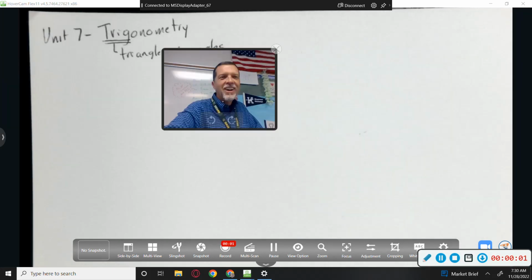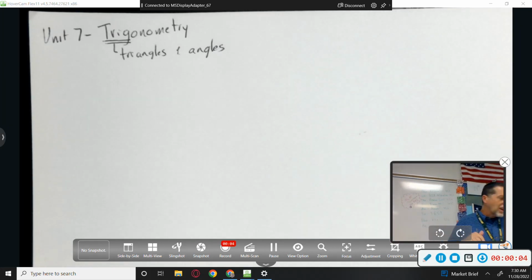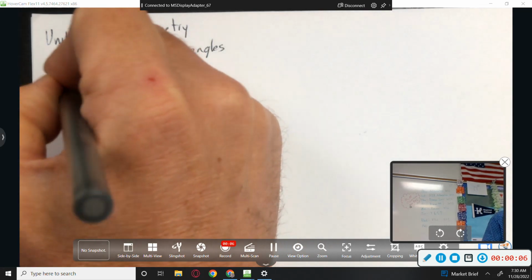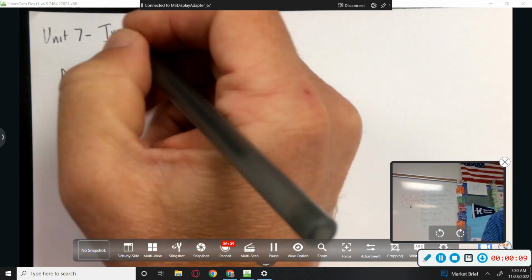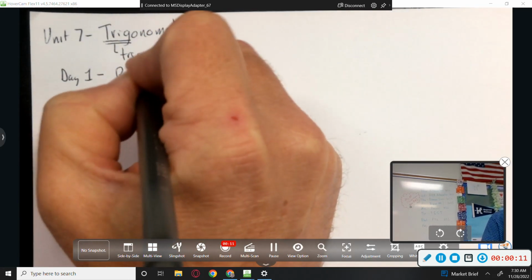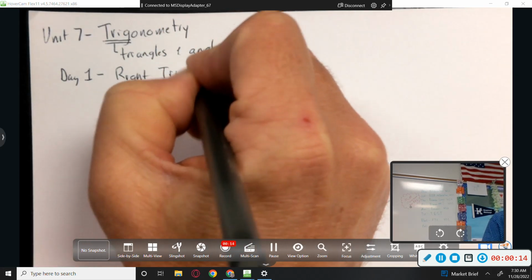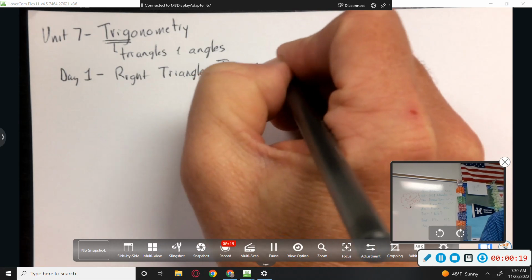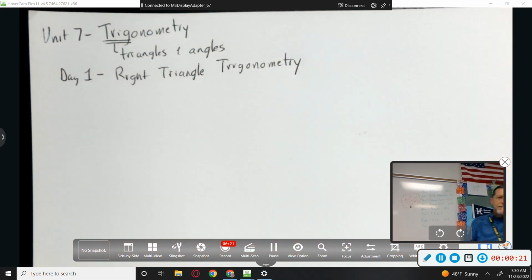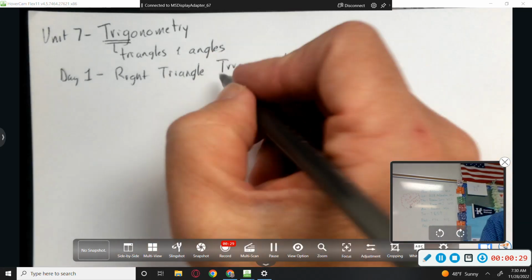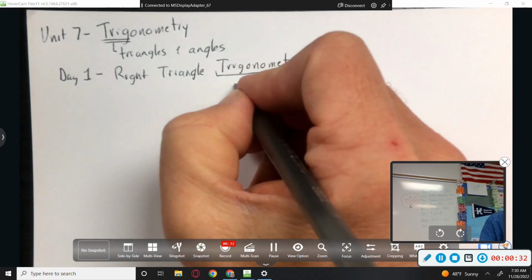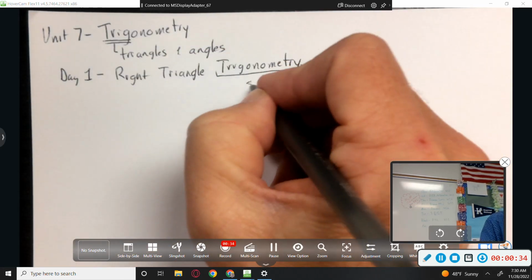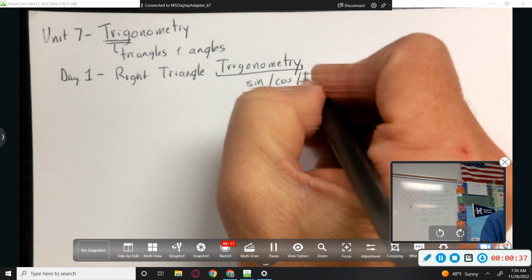Sort of where some of you are. So we start Unit 7 today. Trigonometry is the unit. Day 1 today is right triangle trigonometry. So eventually we can do any triangle, but today we're going to worry about only right triangles. And specifically when we talk about triangles and angles, we mean sine, cosine, and tangent.